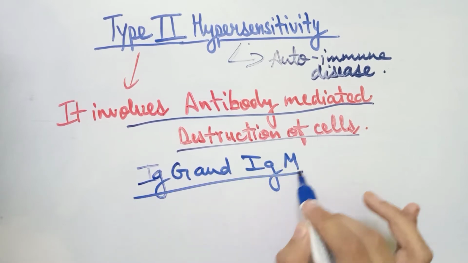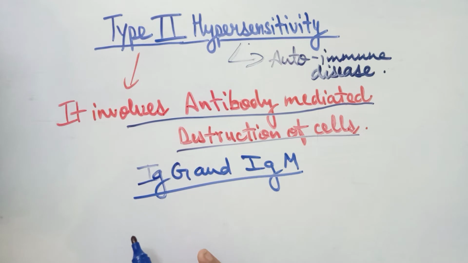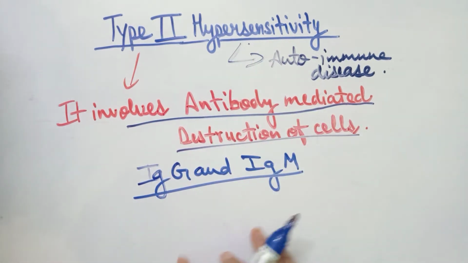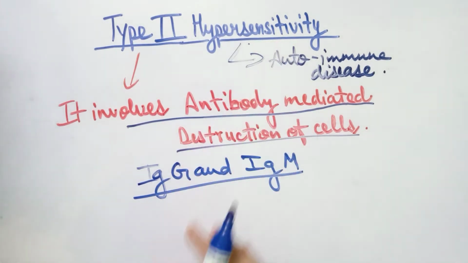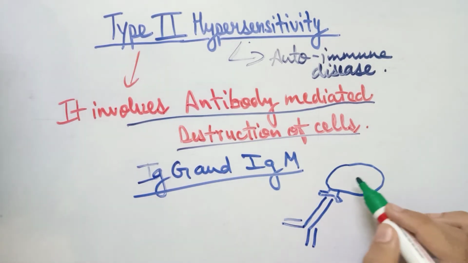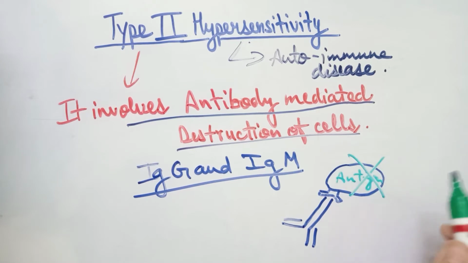In type 1 hypersensitivity, we have learned that the IgE antibody is responsible. But in type 2 hypersensitivity, IgG and IgM antibodies mediate this exaggerated immune response. Now the antibodies IgG and IgM bind to the cell surface of the antigen and destroy or kill this antigen.